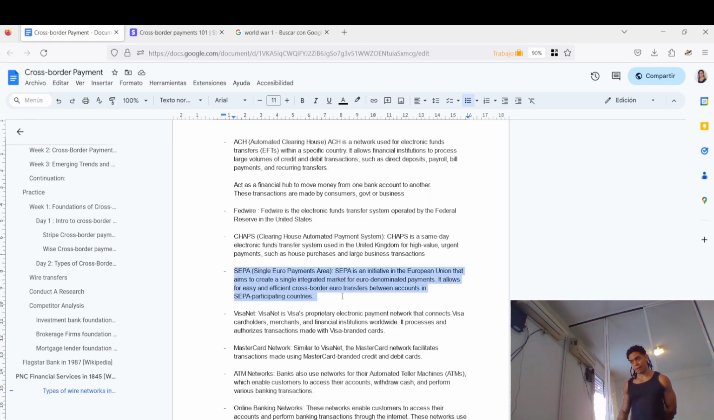The other is SEPA, the Single Euro Payment Area. SEPA is an initiative in the European Union that aims to create a single integrated market for euro-denominated payments. Great, because with this, countries now need to compete with each other, because countries that don't will drag down the growth of countries that are doing that.